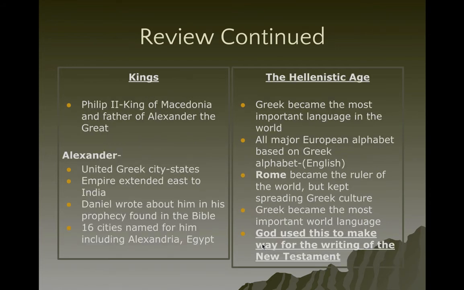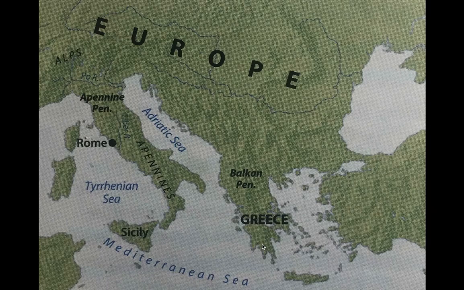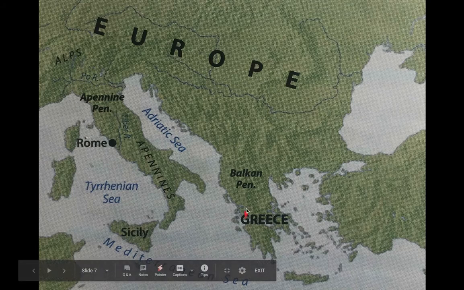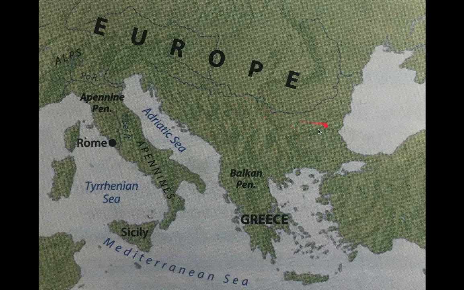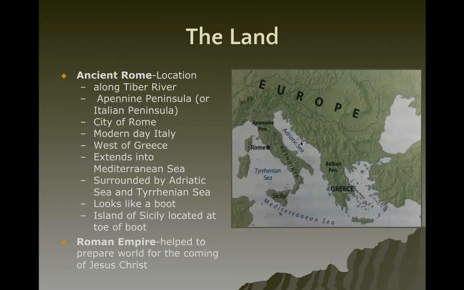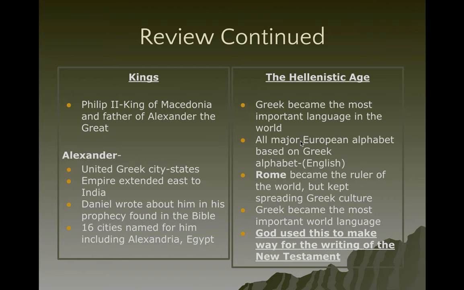Okay, and then we learned about Philip II, who was the king of Macedonia. And if we go back to this map, Macedonia would be, I believe, up here someplace. I know it's north of Greece someplace. The Grecians didn't really like Macedonia, but Macedonia liked the Greek culture. Okay, so Philip was the father of Alexander. Alexander took over for his father.